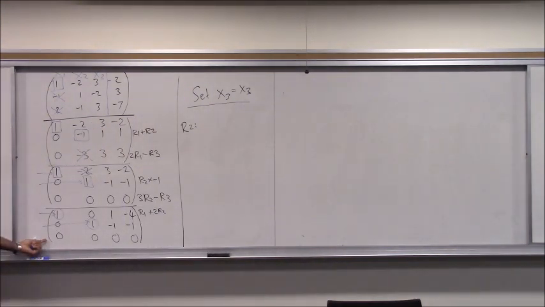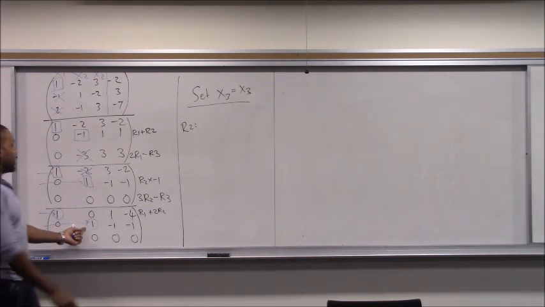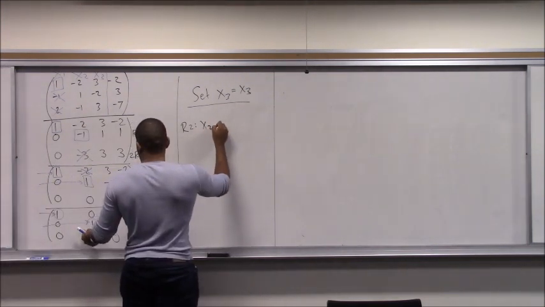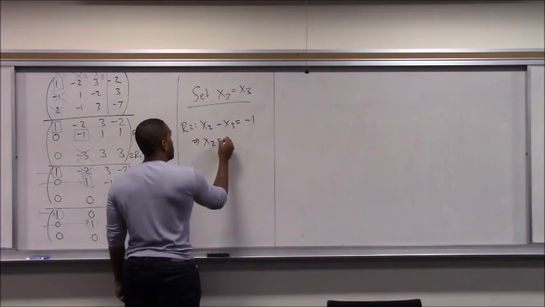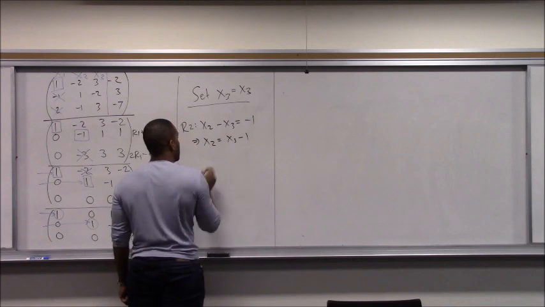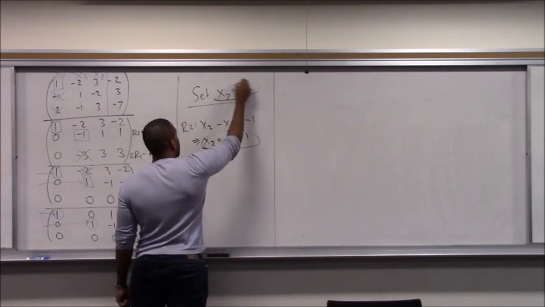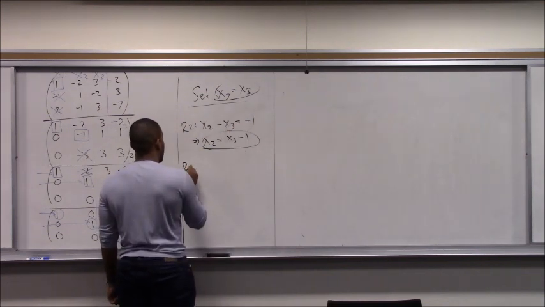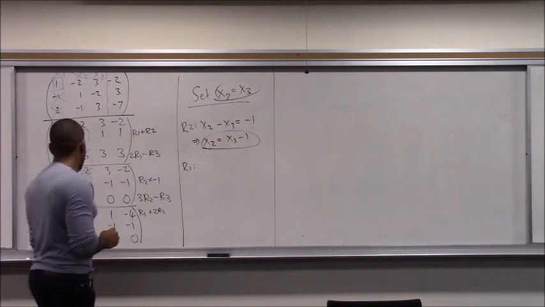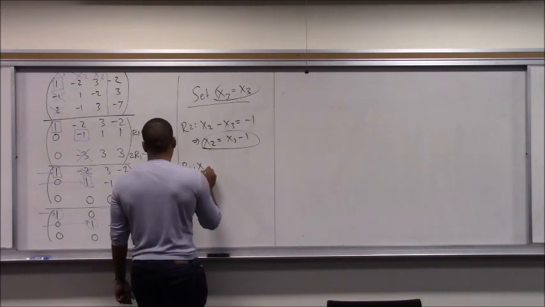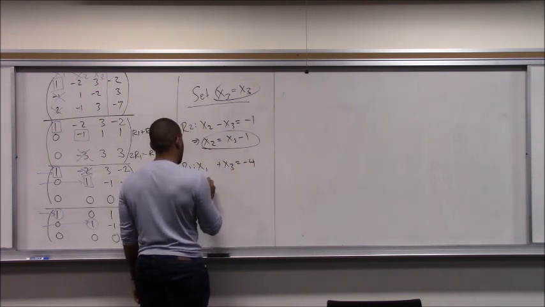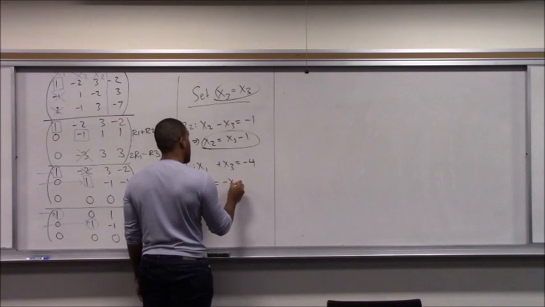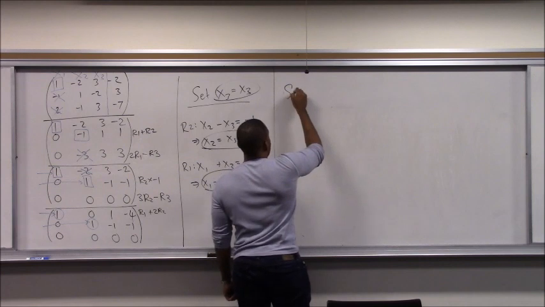Row 3 gives us no information, so I immediately move to row 2. Row 2 tells me that X2 minus X3 is equal to -1. This means that my X2 is going to be X3 minus 1. So that is X2 solved for in terms of X3. Move up to row 1. Row 1 tells me that X1 plus X3 is equal to -4. So I'd be able to solve for X1. I would get minus X3 minus 4. And so that is my solution.